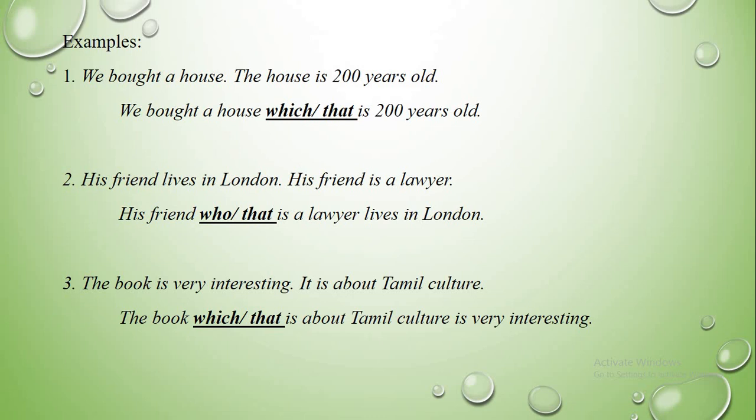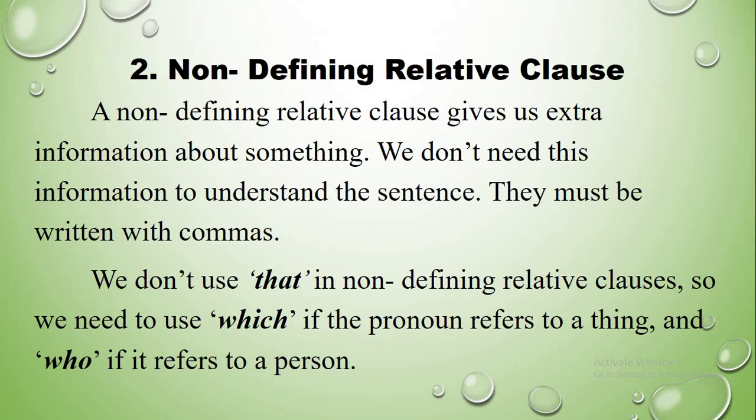Number 3. The book is very interesting. It is about Tamil culture. The book which or that is about Tamil culture is very interesting. So from these examples we come to know that a defining relative clause is used to give more information which is very much essential in a sentence. Let's see the second part.